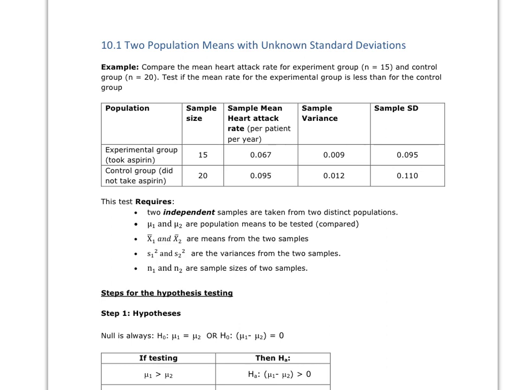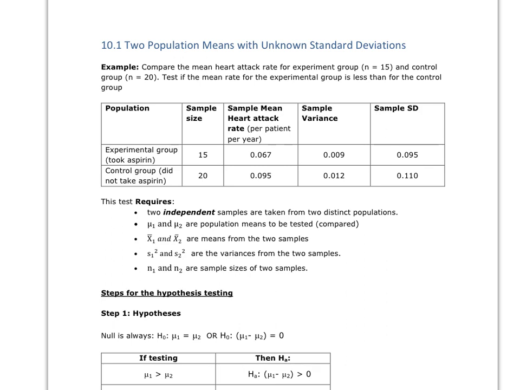So the experimental group is the one that had the aspirin. We want to test if the mean rate for the experimental group is less than for the control group. For the experimental group, we have a sample size of 15, and a sample mean heart attack rate, per patient per year over the 10 years, of 0.067. Then our sample variance is given, and the sample standard deviation.